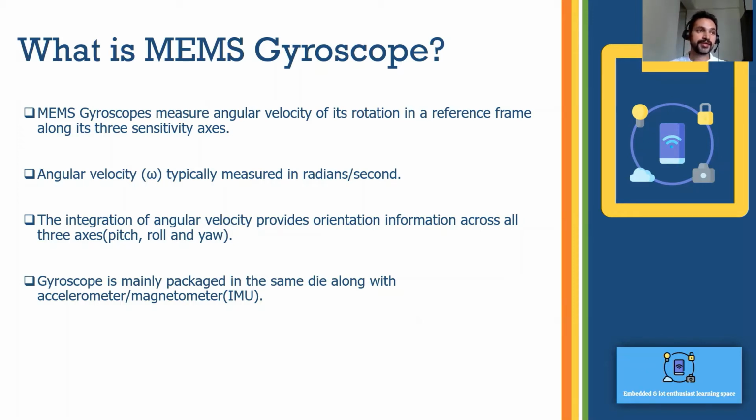Another key aspect is that many key MEMS manufacturing companies package the gyroscope in the same die along with the accelerometer, because the combination of accelerometer and gyroscope gives more precision and more degrees of freedom. Often you may have heard of the IMU, which we call the inertial measurement unit, and it can give you 9 degrees of freedom when it is packaged with accelerometer, magnetometer, and gyroscope. If it is packaged with only accelerometer and gyroscope, you can have 6 degrees of freedom.